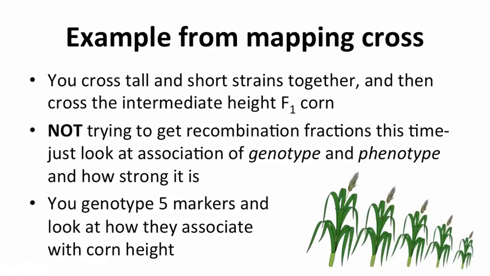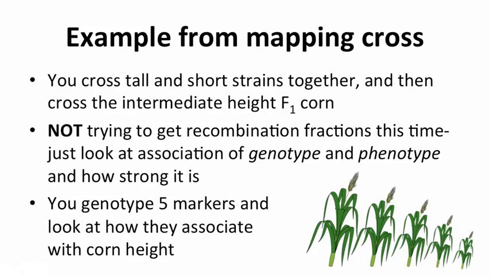We'll stick with the same example of corn that we used last time. This was a cross where we crossed a tall strain to a short strain. The tall strain was 5 feet tall. The short strain was 1 foot tall. We got F1s that were intermediate. They were 3 feet tall. And then we crossed the F1s to each other and got a lot of variation, where some individuals were 5 foot tall, some individuals were 1, and a lot of them were kind of in the middle. We got that sort of bell curve.